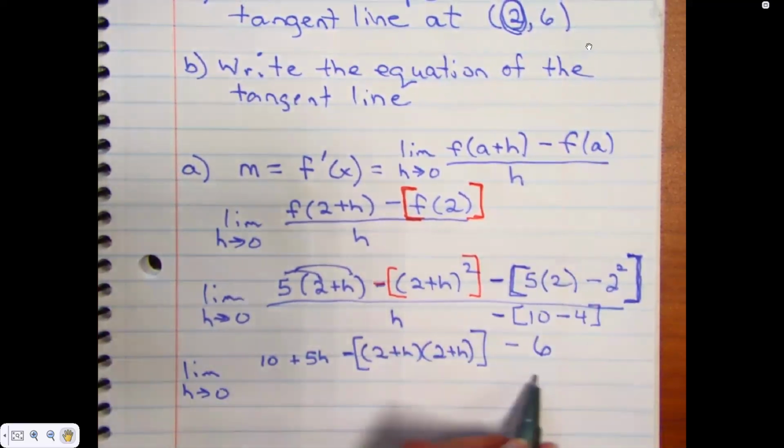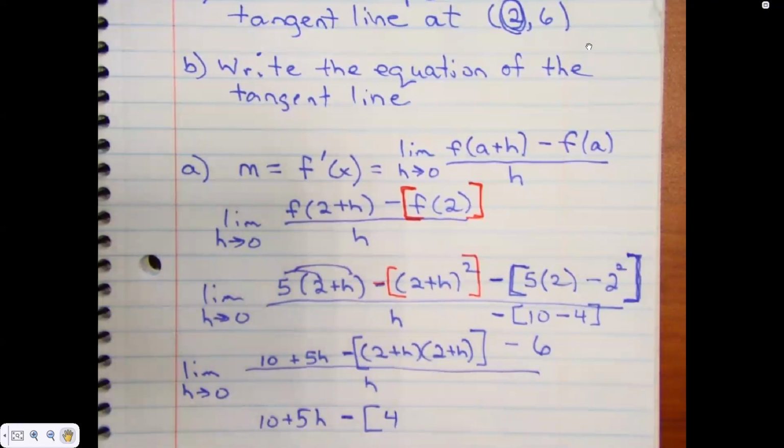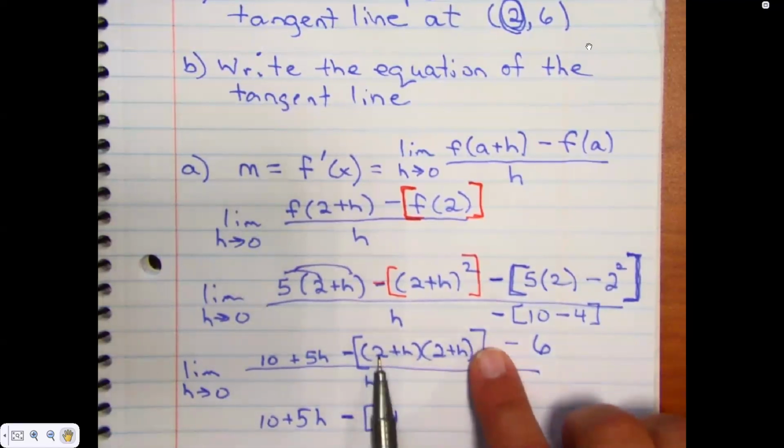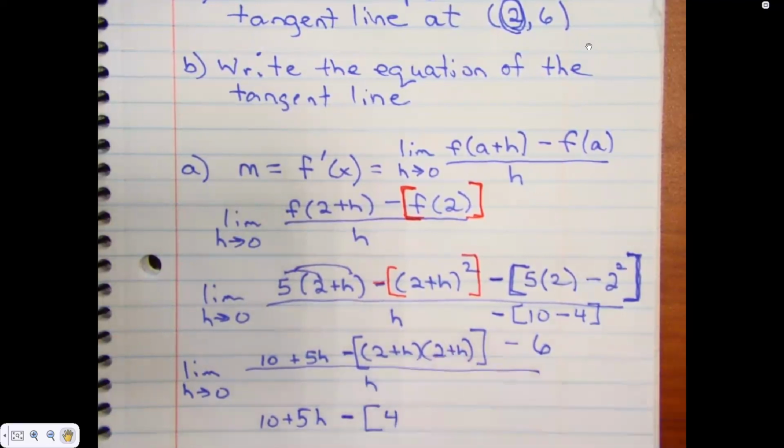Okay, so now, and don't forget all over h. We got 10 plus 5h hanging out there, minus bracket. Now we got a FOIL. First gives us 4. If you want to take a shortcut, outer and inner together, so 2h plus 2h would give us 4h, and then plus h squared. You don't have to take that shortcut.